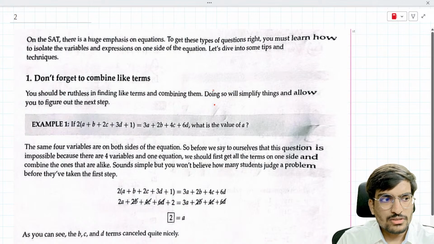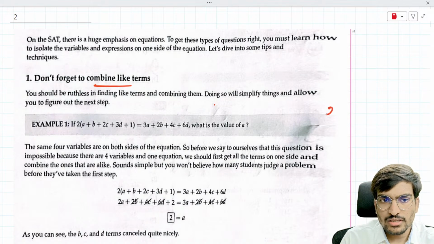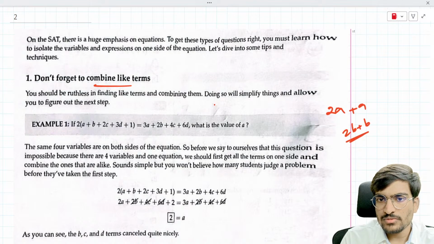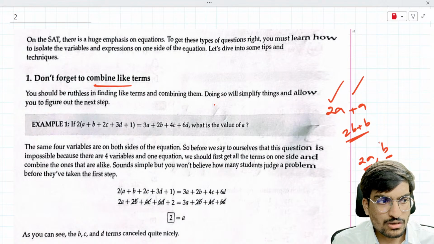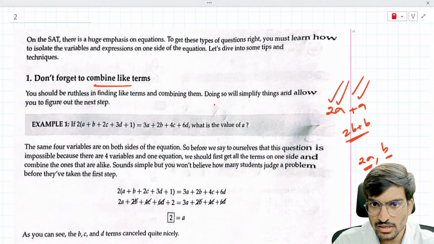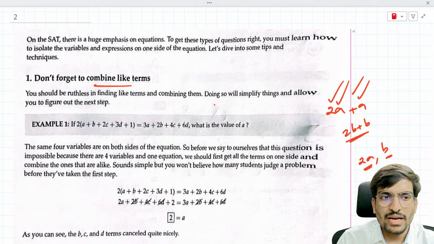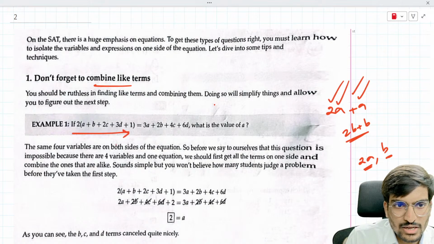Coming to the next topic, the first thing is combining like terms. Like terms, you already know about, something like 2a plus a, 2b plus b. These are like terms. You can't add up 2a and b, they are not like terms. You can add only like terms. So you already know about combining things. Let's directly attack question 1.